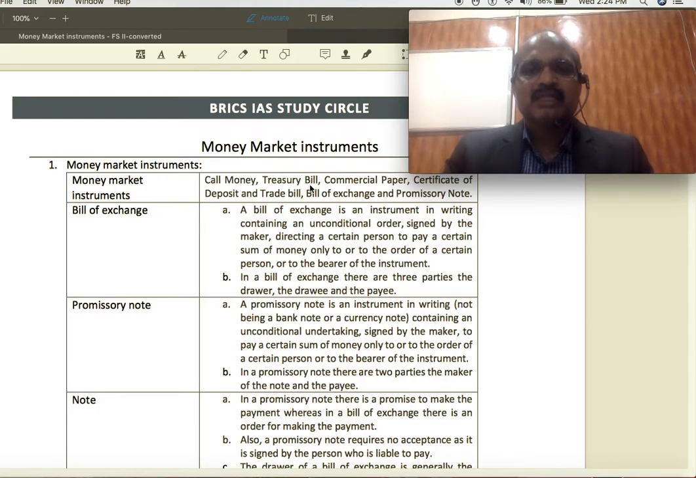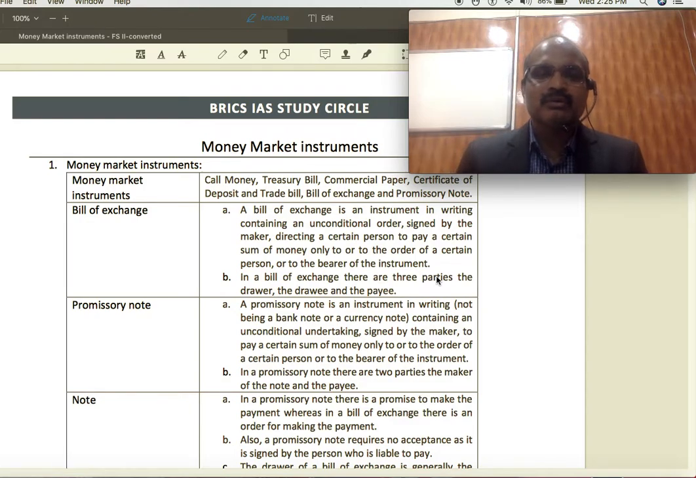Call money, treasury bills, commercial paper, certificate of deposits, trade bill, bills of exchange and promissory note. First of all, for prelims, if they ask you which of the following is true with respect to money market instruments, you must know first of all what all instruments we deal with in the money market. Call money, treasury bill, commercial paper, certificate of deposits, trade bill, bills of exchange and promissory note.